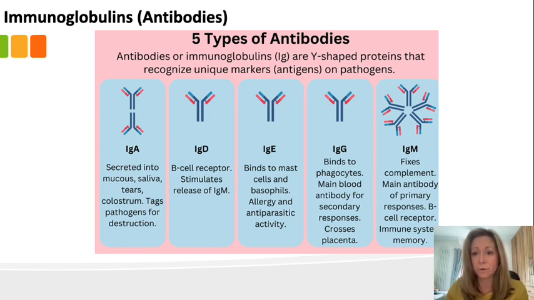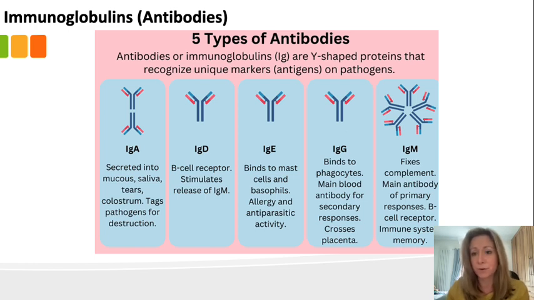IgA, which is found in mucosal tissues such as the mouth, vagina or intestines. IgD, which acts as an early immune response. It's produced by B cells as a signalling antibody to trigger the release of IgM antibodies. IgE, which is released by the lymph nodes and binds to an antigen, causing the release of histamines from basophils and mast cells to protect the body from parasitic infections such as worms.